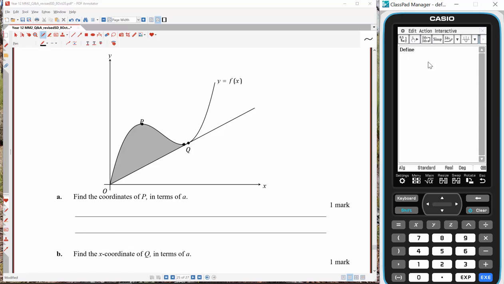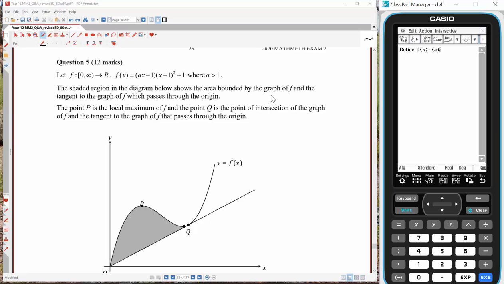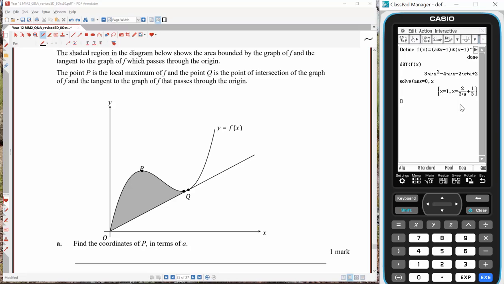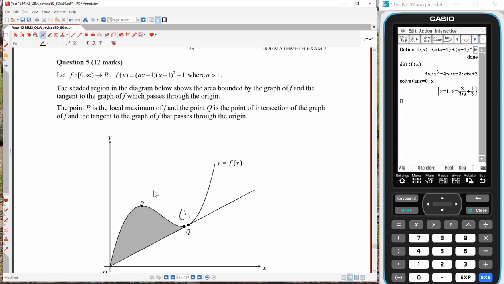So to do that, we'll just define the function. Define f of x equals a times (x take 1) all squared, plus 1. Diff it, solve when it's equal to 0, and we get 2 points. Find the coordinates of P in terms of A, so it's probably this coordinate here. So that's assuming that this stationary point occurs at 1, and I can check this other point here.